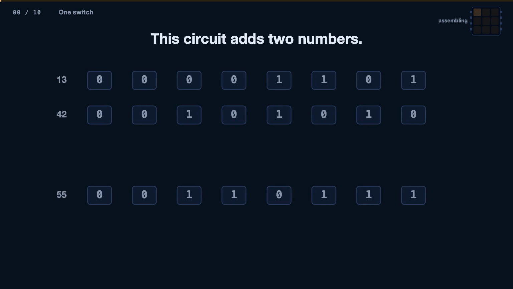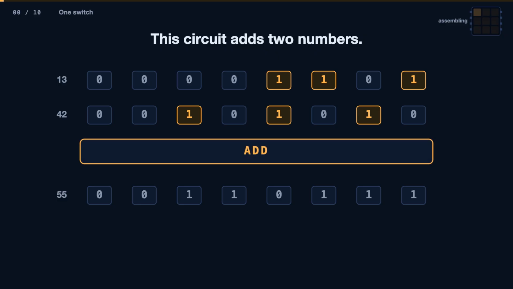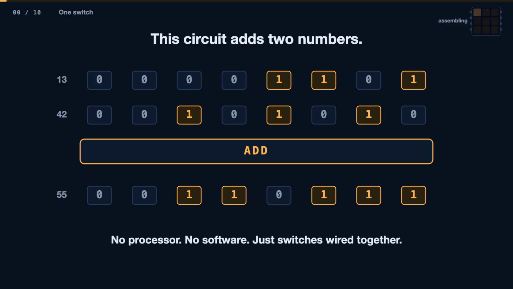This circuit adds two numbers. 13 plus 42 gives 55, and there is no processor anywhere inside it. There is no software either. What you are looking at is nothing but switches wired together in the right order.